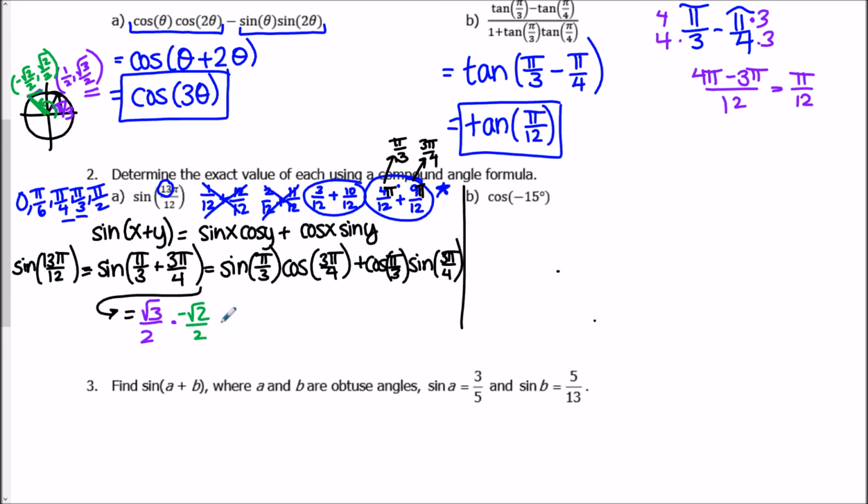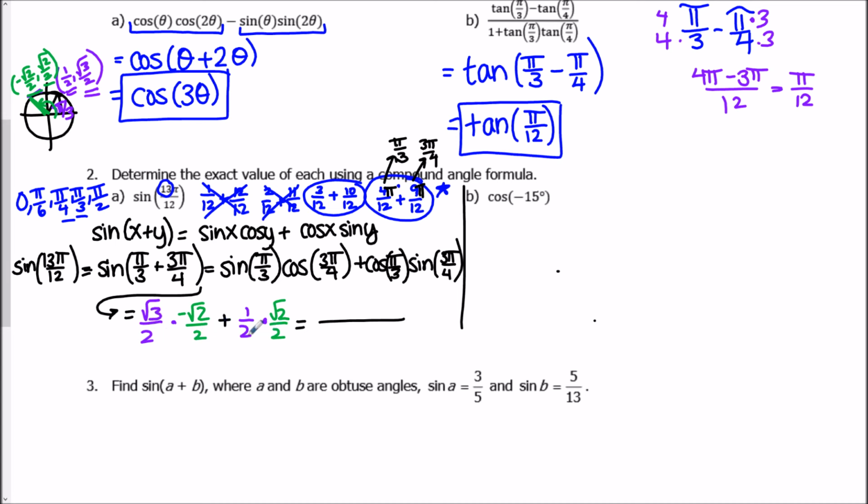Okay, then I'm going to say plus right here. Now I'm going to find the cosine of pi over 3. So the cosine is my x value, so it's going to be 1/2 right here, okay, times the sine of 3 pi over 4, and the sine of 3 pi over 4 right here is root 2 over 2. Okay, so this ends up becoming right here.